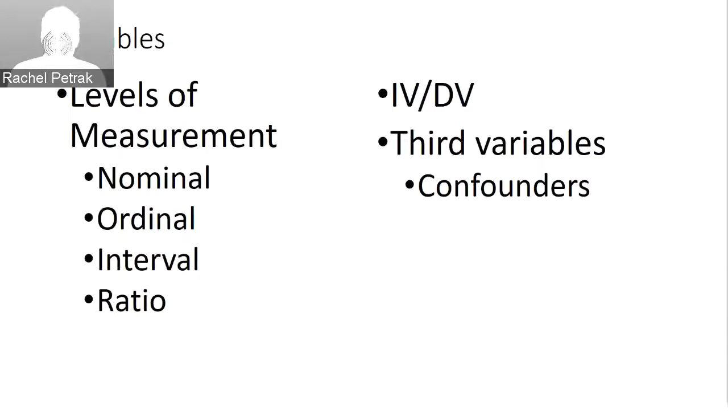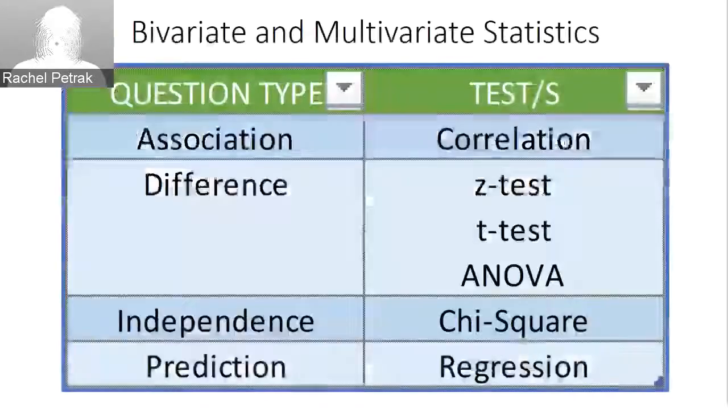We also have independent and dependent variables. It's important to remember these, and we'll come back to this in the context of regression, the predictor and outcome variables. The third variable comes back in because we, in correlation and regression, really must be aware of confounders, and in regression, we come up with ways to address this.